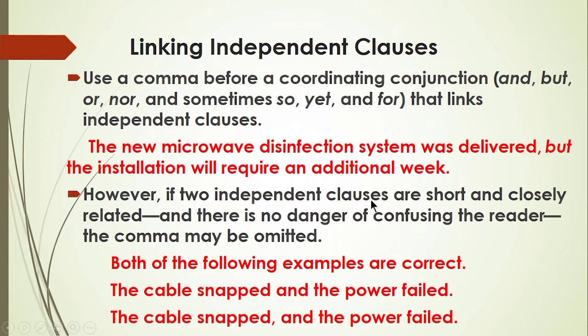However, if two independent clauses are short and closely related and there is no danger of confusing the reader, the comma may be omitted. Remember, there is option. If the clauses are shorter and they are closely related, we can omit the comma. For example, the cable snapped and the power failed. There is no comma. Or the cable snapped, comma, and the power failed. Both are correct. We can use a comma or we can omit a comma in such cases when the clauses are shorter and they are closely related.